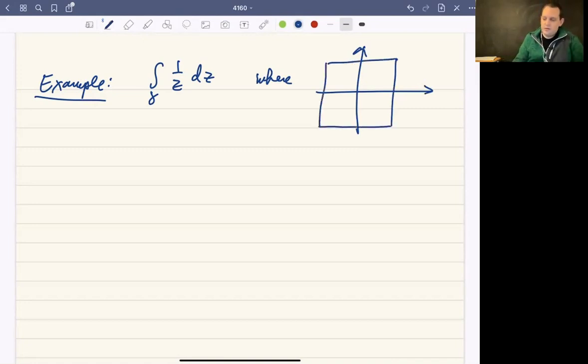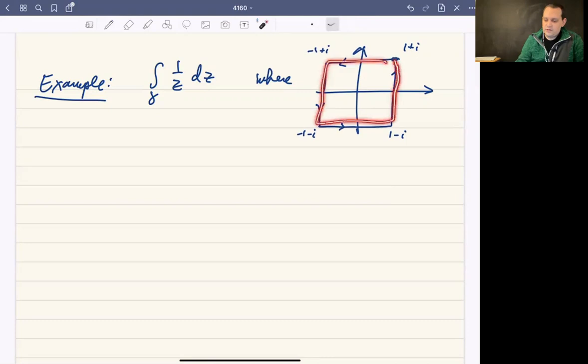around the square with vertices 1 plus i, 1 minus i, negative 1 minus i, and negative 1 plus i. So it's going to be the path around here. It'll be in the counterclockwise direction. And what I want to do is compute the integral of 1 over z over gamma, where gamma is this path, over the square.